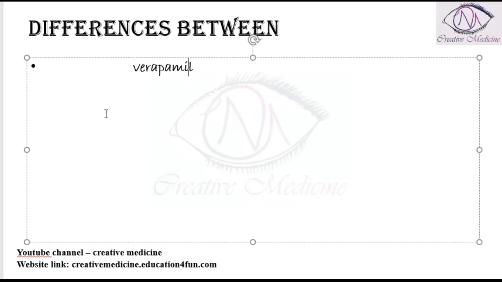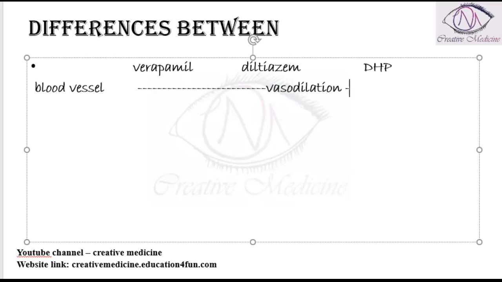Verapamil is actually a phenylalkylamine type of calcium channel blocker. Diltiazem is a benzothiazine type of calcium channel blocker, and then there are dihydropyridines. So first, on the blood vessels, verapamil will cause dilatation of the blood vessels. Verapamil, diltiazem, actually all of these will cause vasodilatation only.